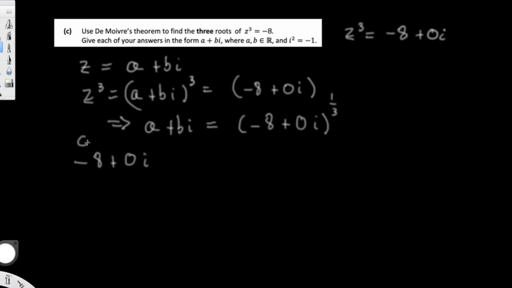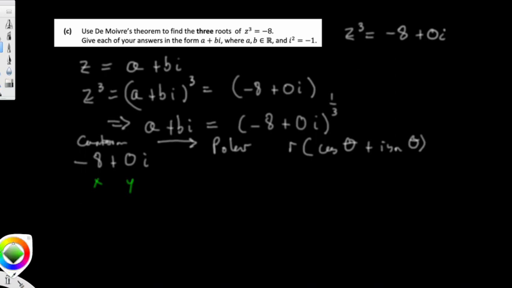Now this is a complex number that's given to us in Cartesian form. So what does that mean? That means that it has an x part and a y part. And we're going to convert that into a complex number that's written in polar form, which would be r cos theta plus i sine theta. Okay, so let me show you that on a diagram.